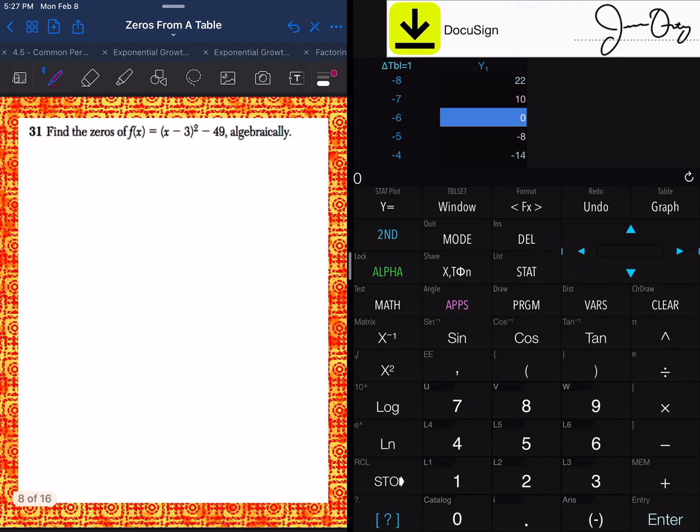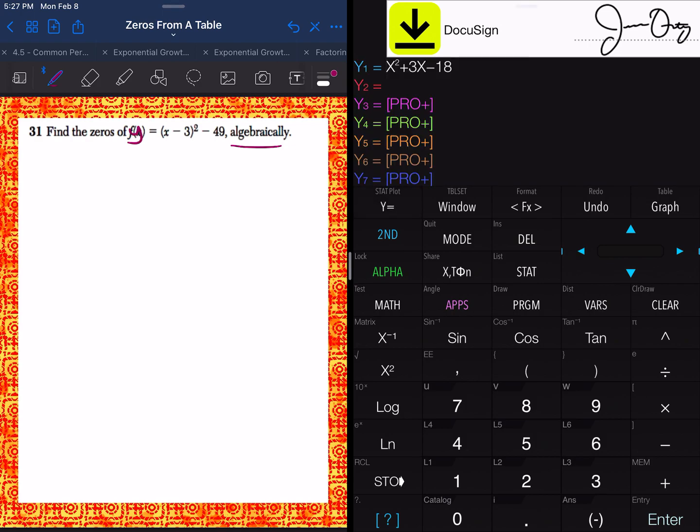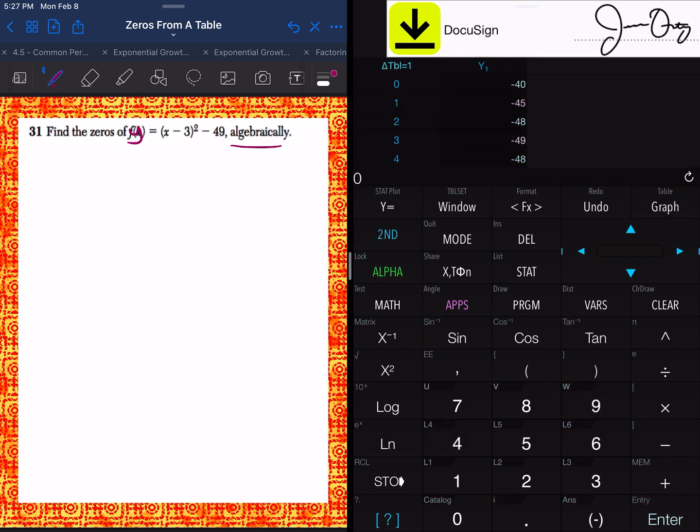Okay. So this one says find the zeros algebraically. We're going to do more of that life hack where you just find them on the calculator. This one looks a little weird. I couldn't even use my man strategy if I tried. But no matter. F of x equals same thing as y equals. I hit clear. I type this in exactly how I see it. X minus 3, close parentheses, squared, minus 49, second, table.